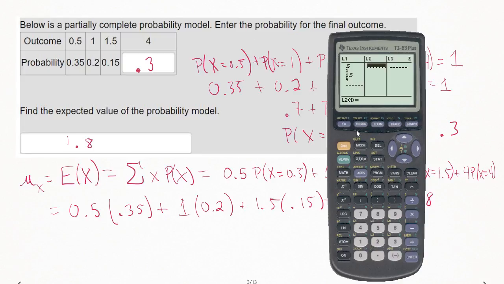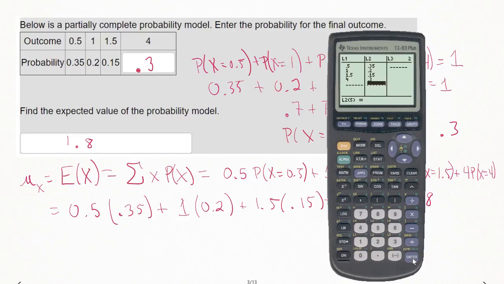Now, moving that over, we want to punch in this column. We'll go with all our probabilities. So we had 0.35. I don't know why I punched in the 0, but it does the same thing. And then we can do 0.2, and then 0.15, and then 0.3. So notice, in the first column we put our list of outcomes, and in the second column we put our list of probabilities.